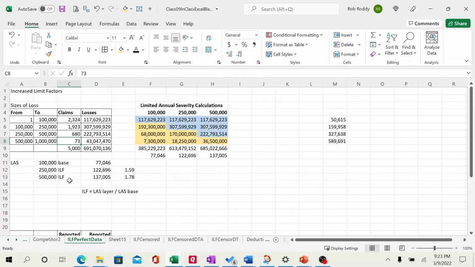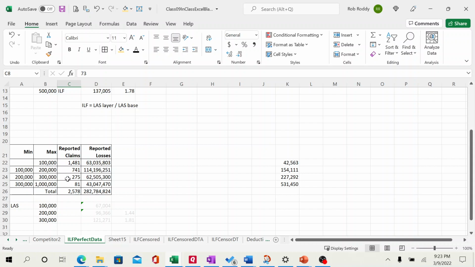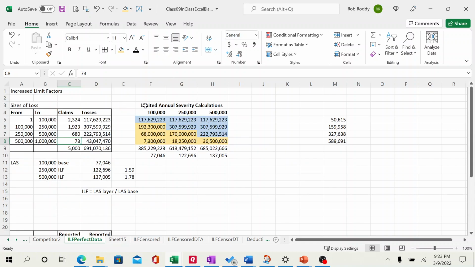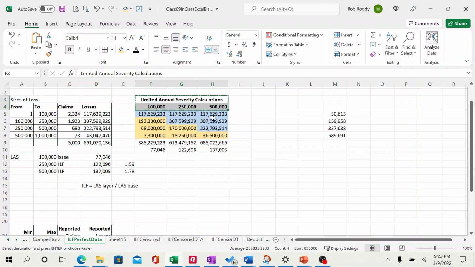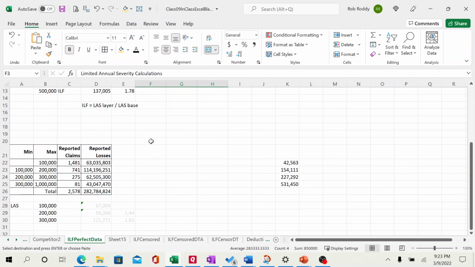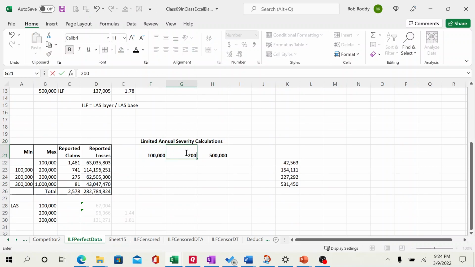Okay, let's do this one more time. I'm just going to recopy this down below here. There we go. Okay, we have a couple different layers now. We have 100,000, 200,000, 300,000, and in this case, we go all the way up from $300,000 to unlimited or $1 million.